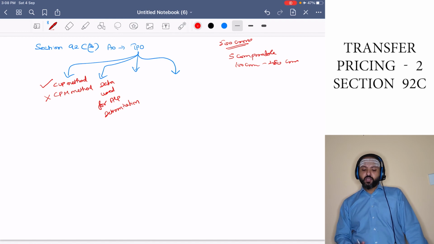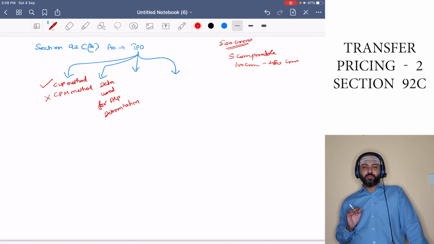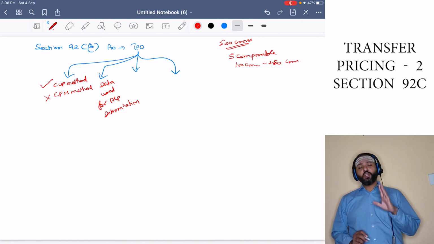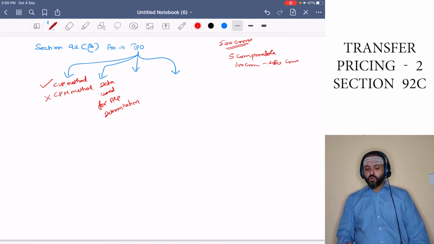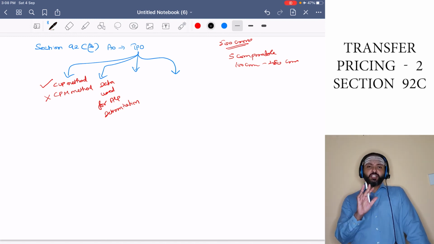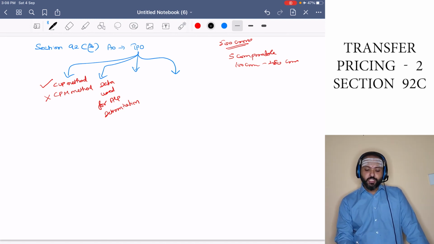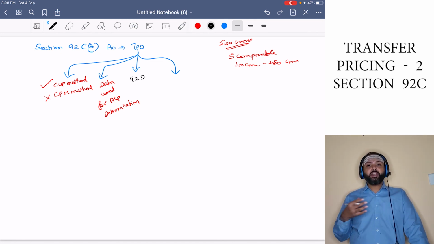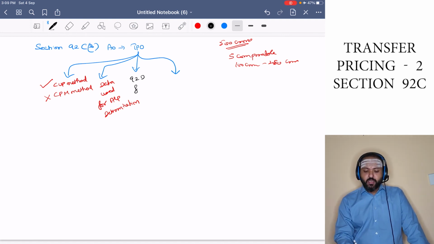So what will happen here? We will not consider whatever ALP we have identified. The AO will not accept it if you choose the wrong method. The AO will not accept it if the data that you have used for ALP determination is wrong. Now, when you run into international transactions, you are supposed to maintain some documentation in accordance with section 92D. When we come across that section, we will elucidate what information is required to be maintained. You fail to maintain these data.